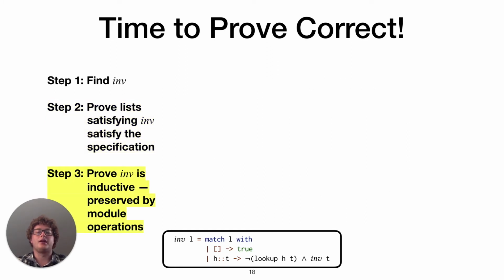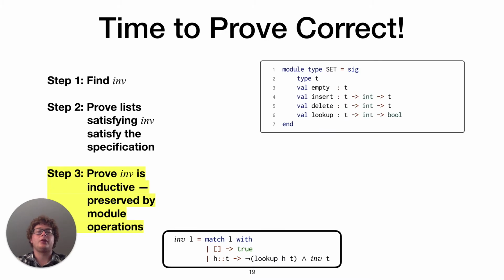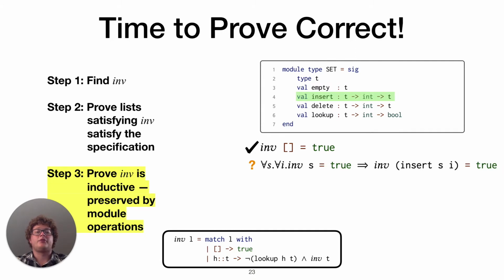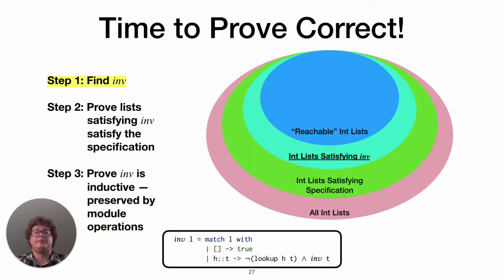Last, we have to prove that inv is inductive. So we go through each module operation and show that the produced sets all satisfy inv. So if I run inv on empty, I will satisfy it. For insert, I take as input a set. So I can assume that inv holds on the input, and I have to show that after inserting a value into that, I also satisfy inv. And we do. We do this for all of the operations, and then we're done.